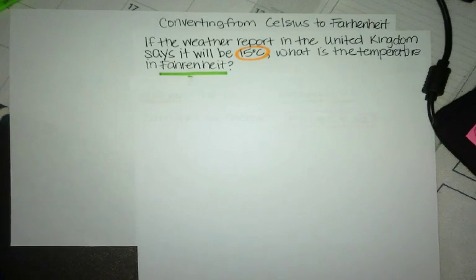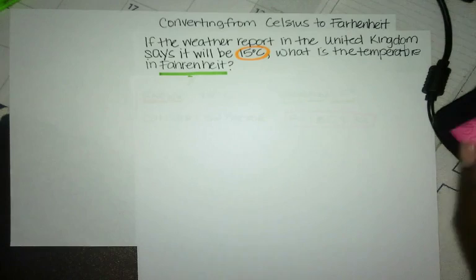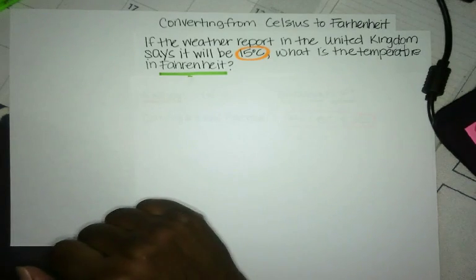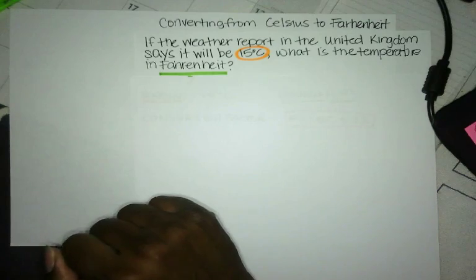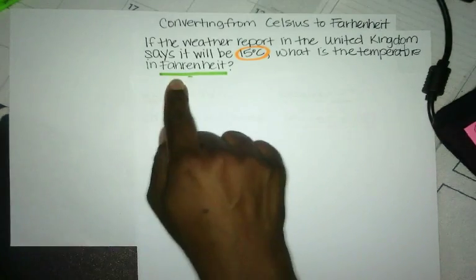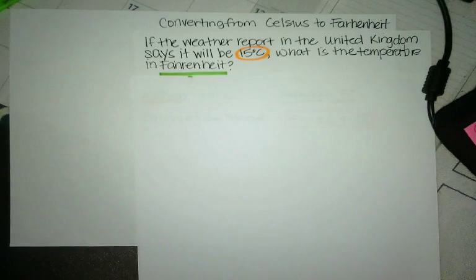So this problem says that if the weather report in the United Kingdom says it'll be 15 degrees, what is the temperature in Fahrenheit? So our first step is to think about what are the numbers that we know for sure, and we are starting with 15 degrees Celsius. Circle that in orange. And then our next question is, what are we trying to find? Where are we trying to go? And that is the number that I gave you in Fahrenheit. It's hard to see, but there's a nice little question mark there.